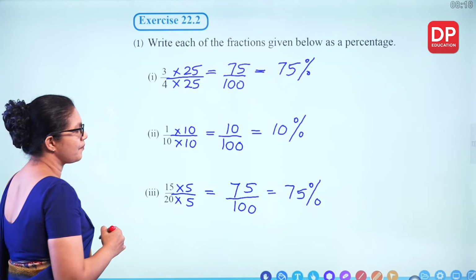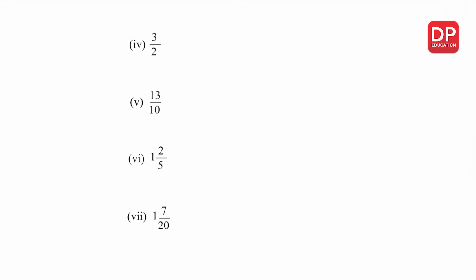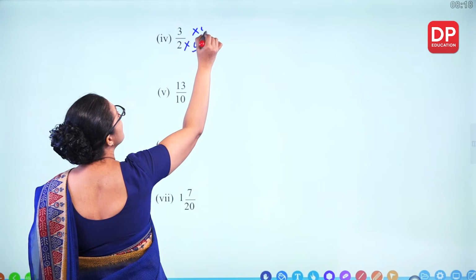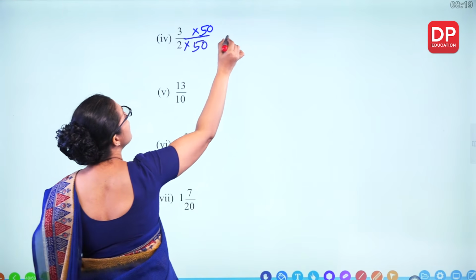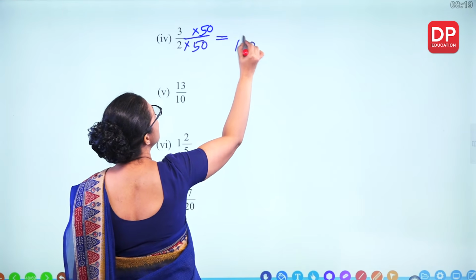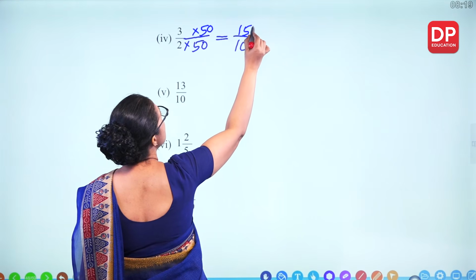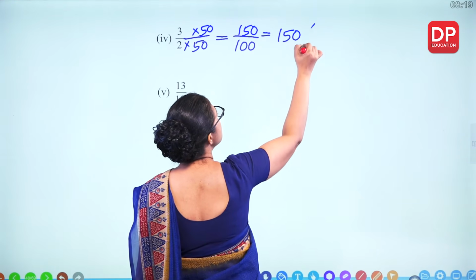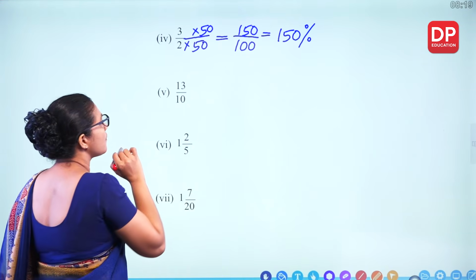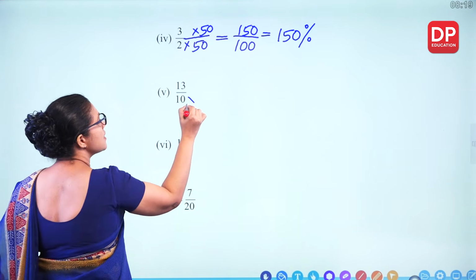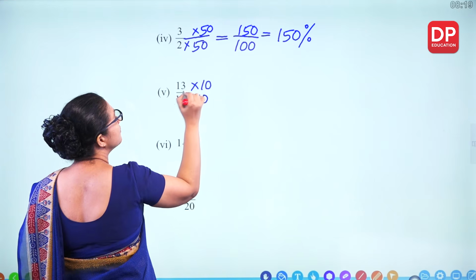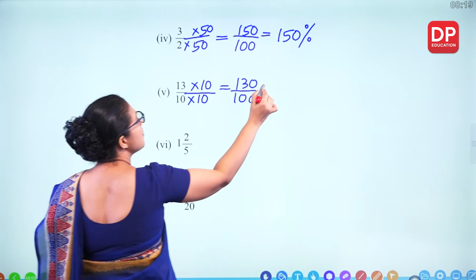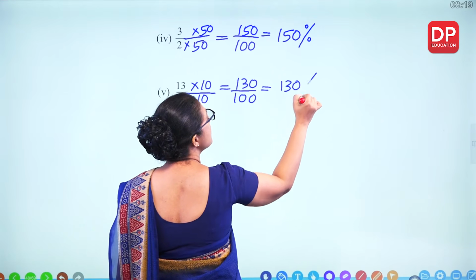3 over 2. Multiply by 50 to get the 100 in the denominator. 100 and 150 there. 3 times 50. So 150%. 13 over 10. Multiply by 10 here. 130 over 100. That means 130%.